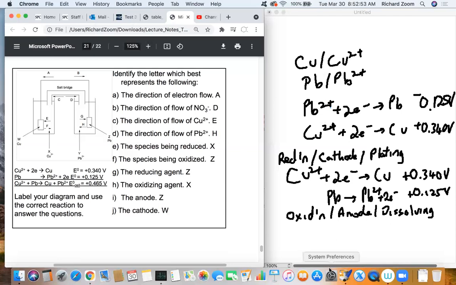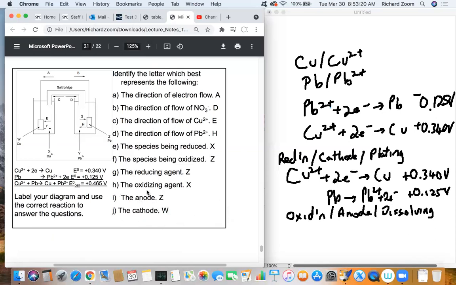Five, 4, 3, 2, 1. Yeah, I'm actually kind of surprised. I'm a little bit surprised. I expected a lot more people not to understand that because that is complicated. All right. Does anybody have any questions then about reducing and oxidizing agents?